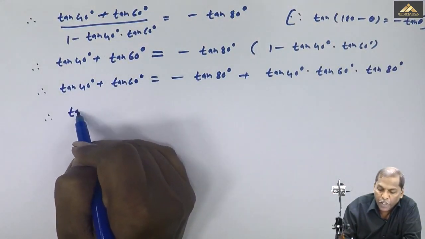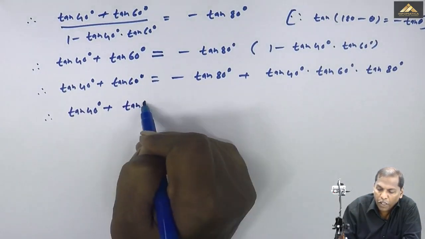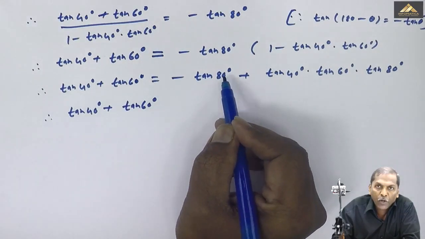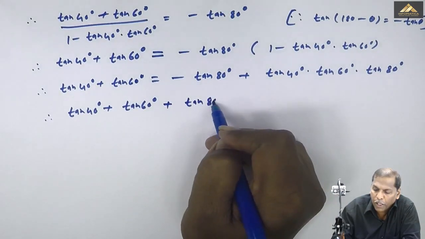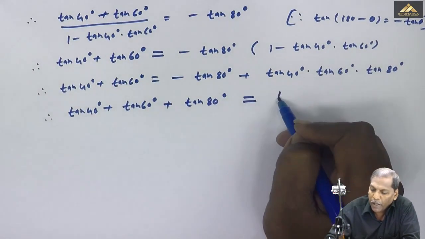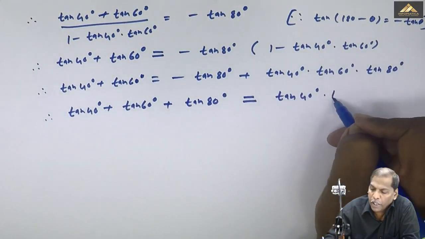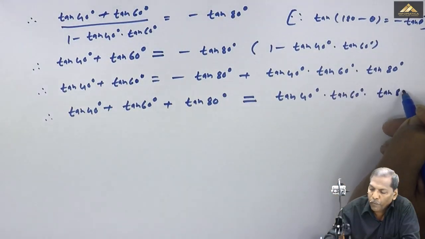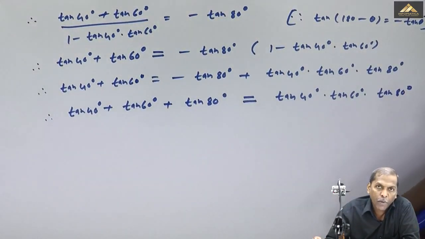Therefore the next step will be tan of 40 degree same plus tan of 60 degree same minus tan 180 degree जो राइट में टर्म है उसे हम लेफ्ट में शिफ्ट करेंगे. So we get plus tan of 80 degree then is equal to, राइट में we have tan of 40 degree into tan of 60 degree into tan of 80 degree. सो इसी तरह क्वेश्चन नंबर 12 हमने प्रूव कर दिया.